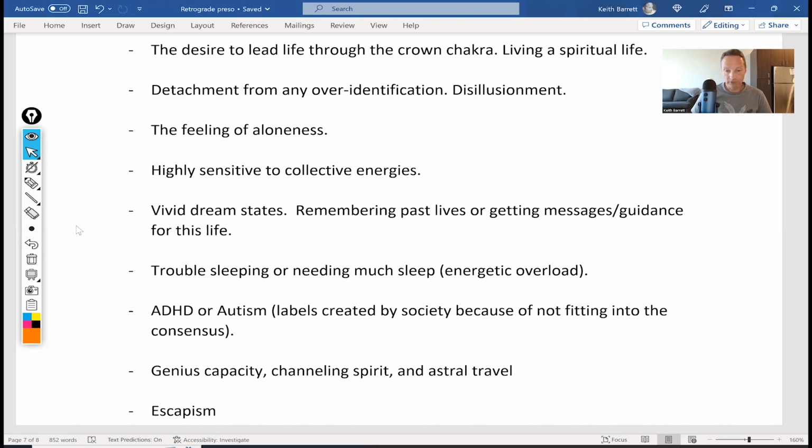The other thing here is trouble sleeping or needing much sleep, which is energetic overload, right? So a lot of people with Neptune retrograde in their natal chart, they've come from soul experiences where there's been a lot of energy that they have consumed and that they've been a part of. And so they are just a natural antenna to energies, not just in this life, but other dimensions, to people around them, to universal consciousness. And so you could be just sitting on a chair, sitting in the corner, sitting in the park. You're still processing a lot of information, right?